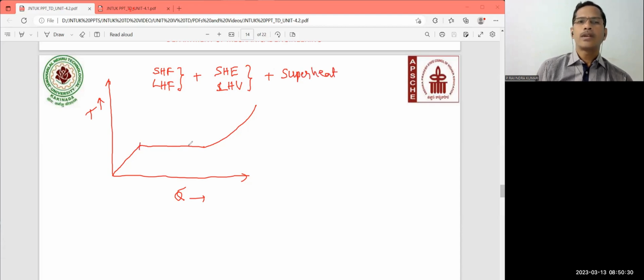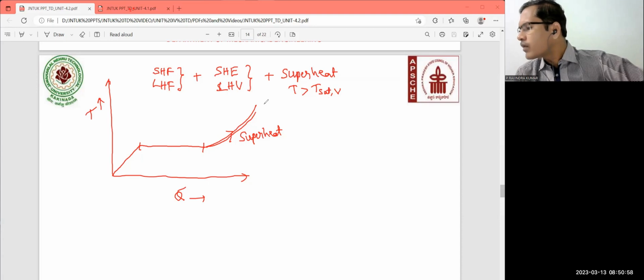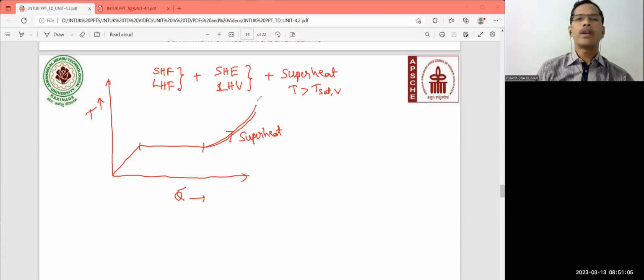In this case, this particular line is nothing but the superheat. Superheat is nothing but when the temperature of the vapor is greater than the saturation temperature. Right? So these things a student has to observe.